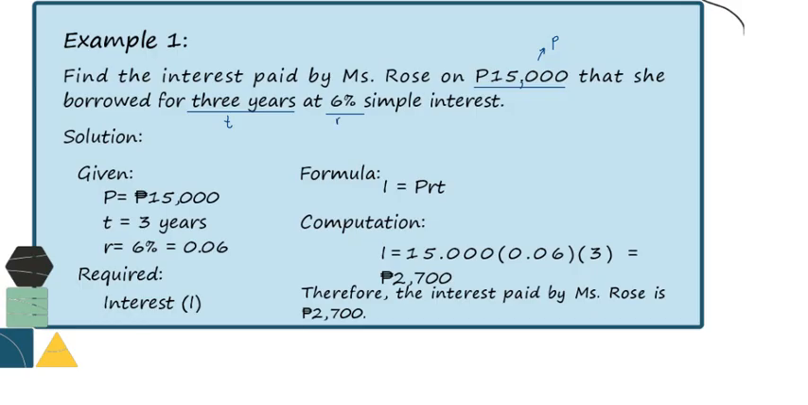So the given values are P is equal to 15,000, T is equal to 3 years, R is equal to 6%. And then, what is required on the problem? Sabi dito, find the interest. So therefore, we are finding for the value of I. Okay? And then, of course, if we are going to find the value of I, the formula that we are going to use is going to be I is equal to PRT, because that's a formula that we are going to arrive automatically doon sa ating I, which is the interest.